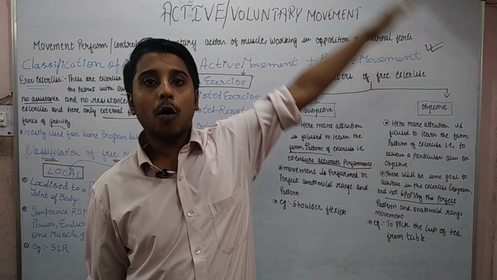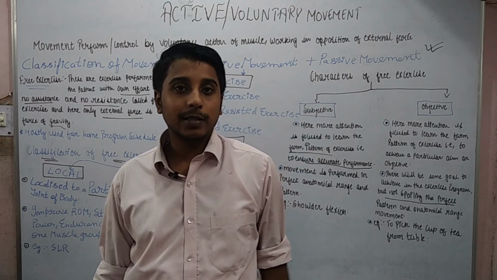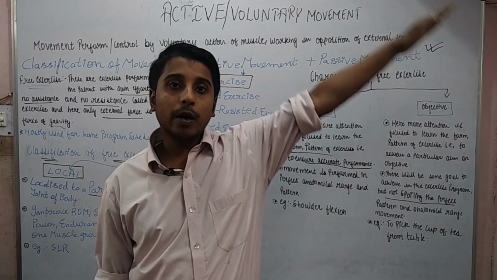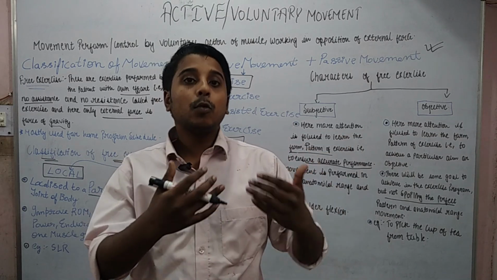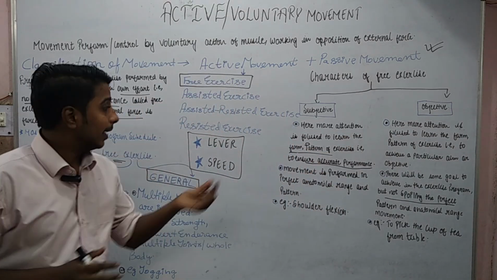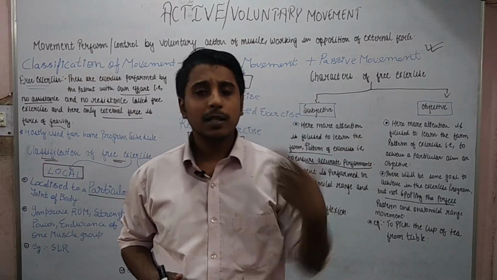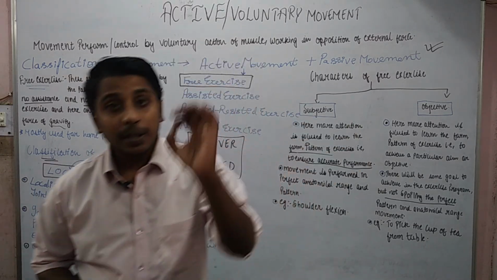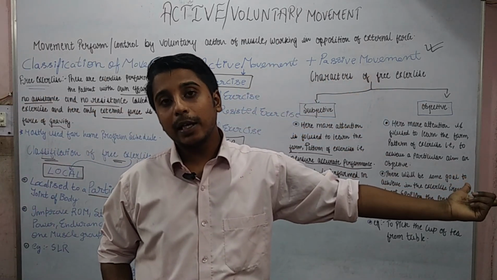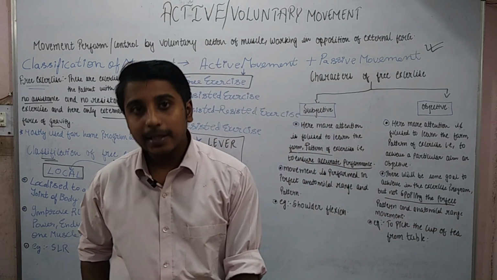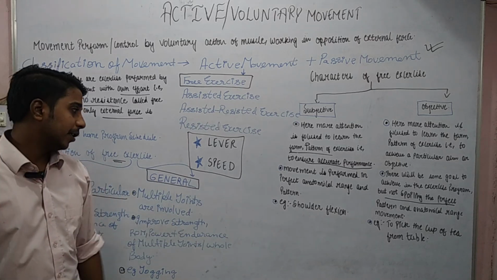Similarly, this is long lever abduction and this is short lever abduction. You can find that this long lever abduction is more likely to consume more effort, it requires more effort of the patient, but this short lever abduction is quite easy to perform. So simply you can say that by increasing the length of lever, you can increase the patient's effort, and by decreasing the length of lever, you can reduce the effort in weak patients.